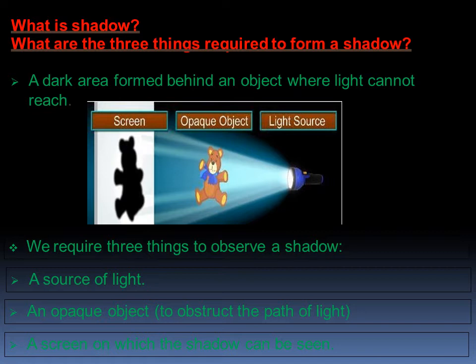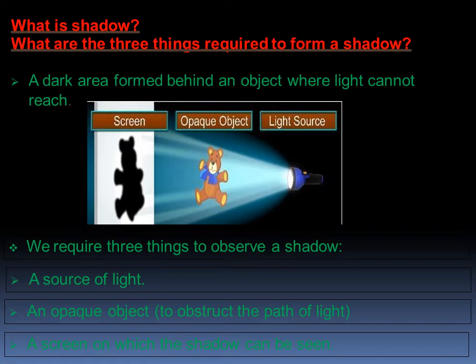Sometimes a shadow can also form with a translucent object. Okay, so what are the things required to form a shadow? We require three things to observe a shadow. First of all, a source of light. To form a shadow we need a source of light. If there is no source of light, no shadow will be formed.